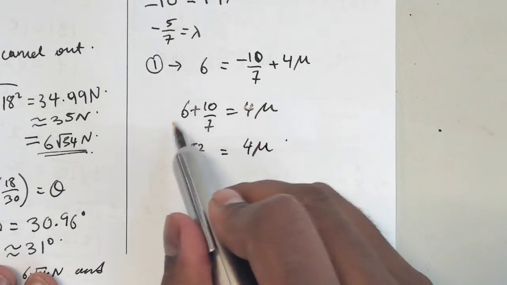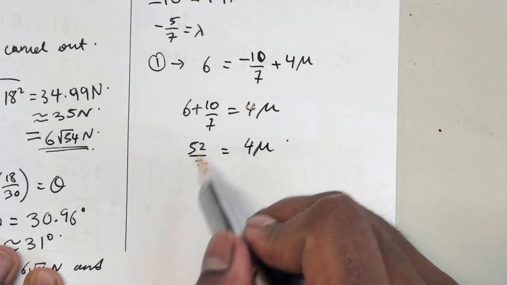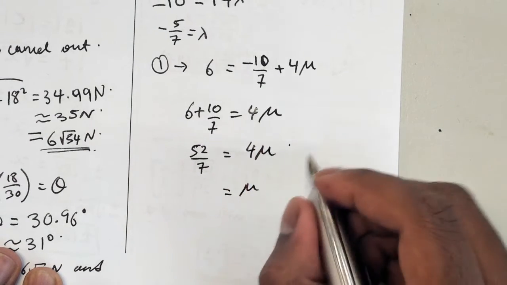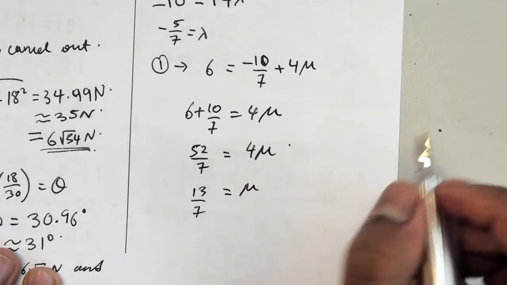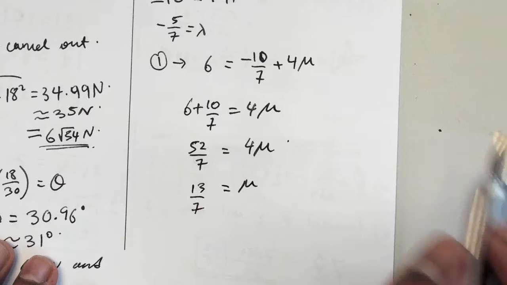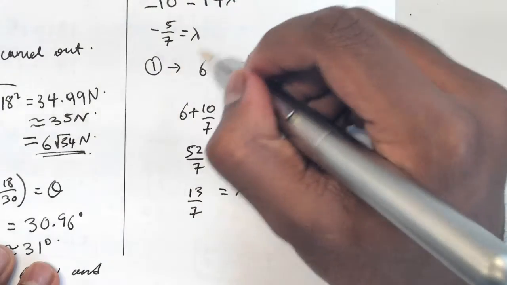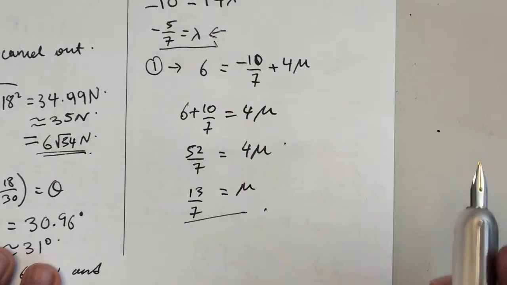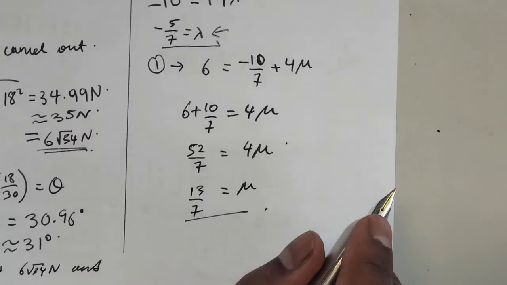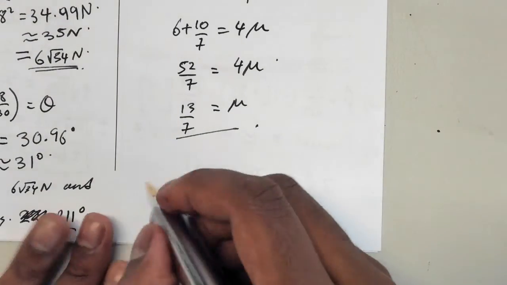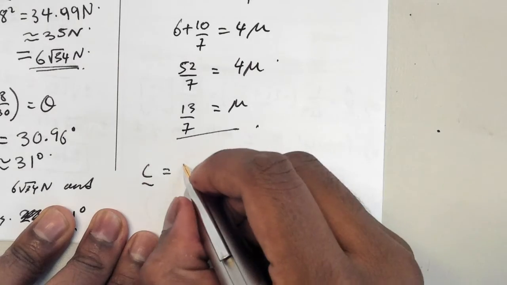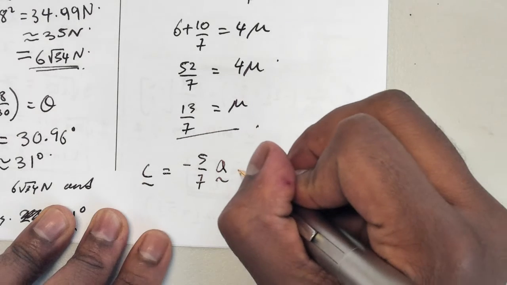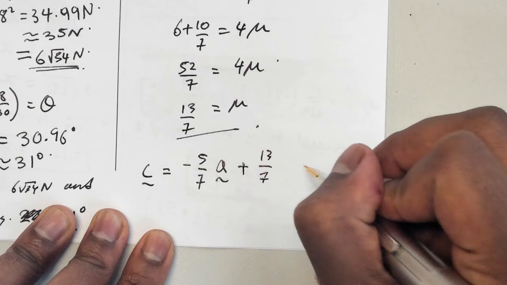Okay, I've put that into one fraction. And I'm going to now divide both sides by 4, which gives me 13 over 7. So I have lambda over here, and I have mu over here. Now I can put C in terms of A and B. So vector C is going to be lambda, which is negative 5 over 7 A, vector A, plus 13 over 7 vector B.